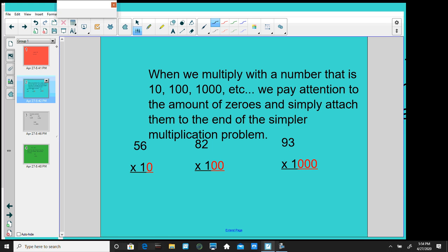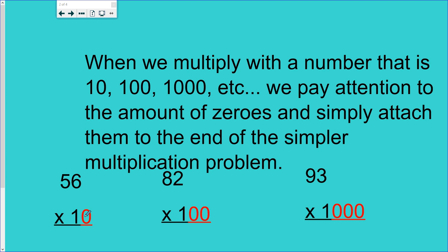All right, so I have 56 times 10. I have the zero hanging off the side, so I put the zero at the end of my problem. Then all I do is look at 56 times 1. And if I have one group of 56, I have 56. I could also do 1 times 6 is 6, 1 times 5 is 5 to get those two numbers.